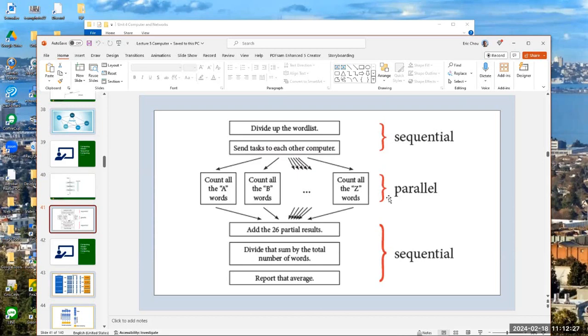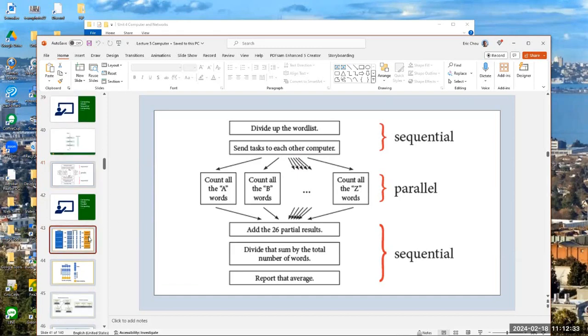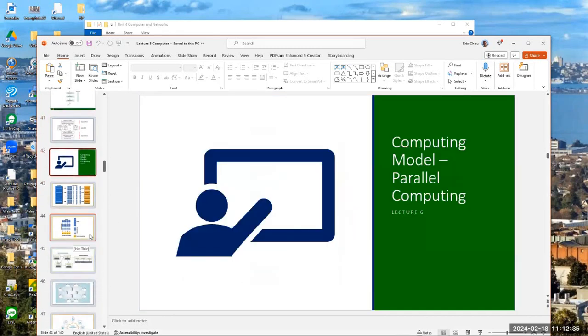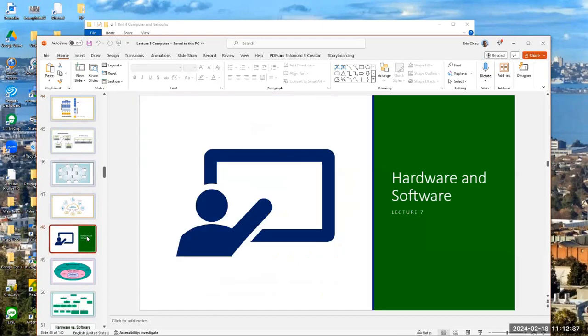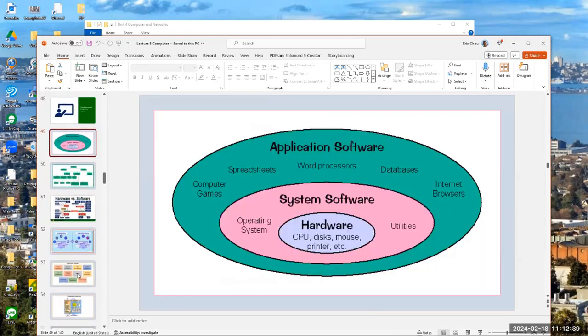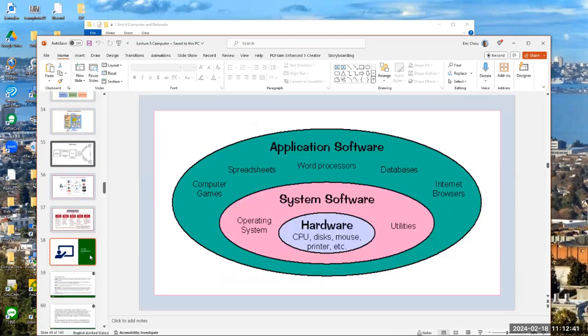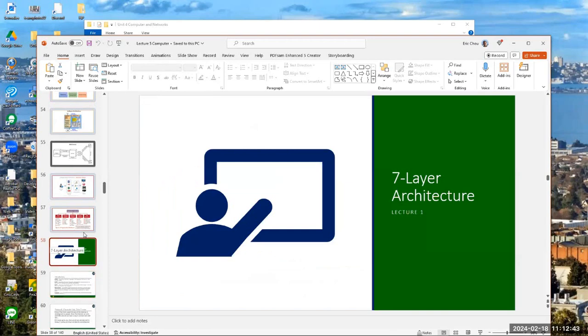You must know about sequential processing and parallel processing. In an exam, usually they have a problem like this. Other than that, this portion is fine. And the application software and the system software, we already talked about it.